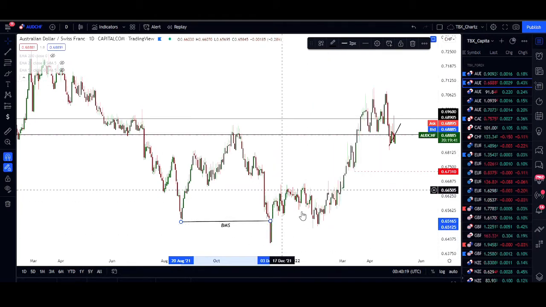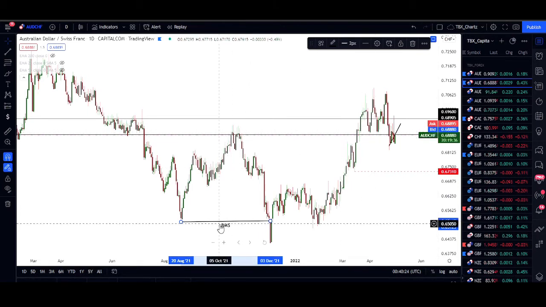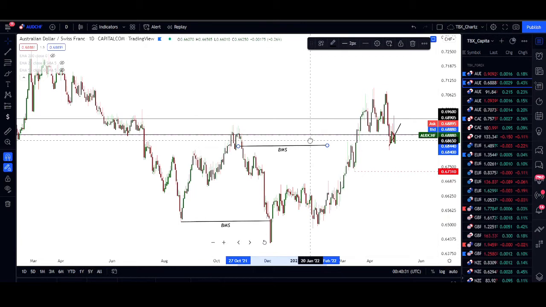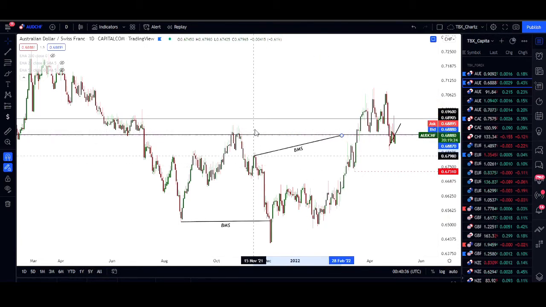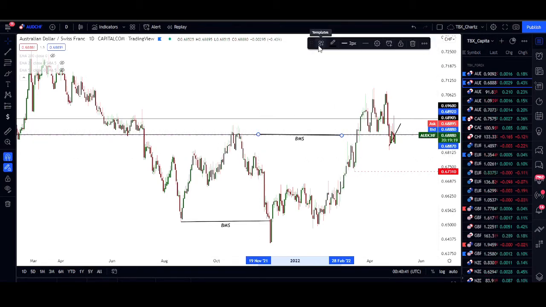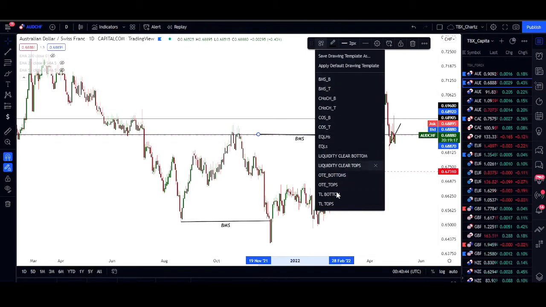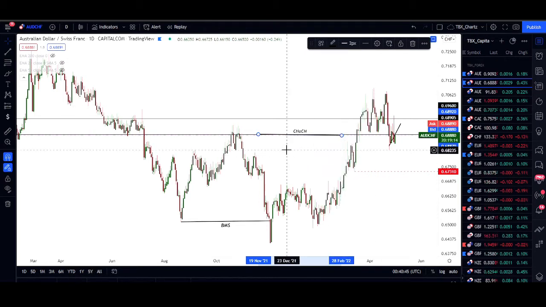Price actually began and broke this structure right here. So this is actually called a change of character. After price broke the structure right here, which caused a change of character, price came back into the zone.